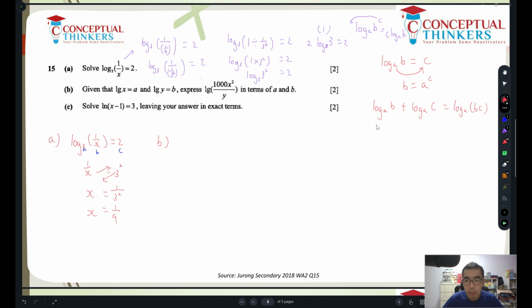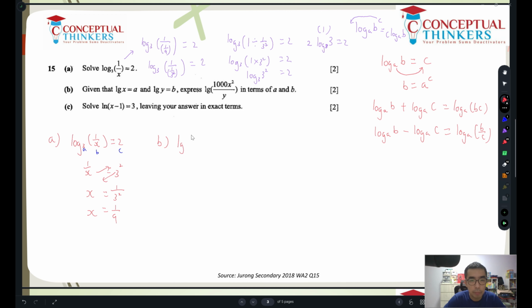Okay, there's another one that I need to look at, which is log base a b minus log base a c. So this is a quotient rule. Okay, so I'm going to get b over c. Because my y is actually a denominator, it means that my y is actually my c. So with this, we can start to attempt the question.